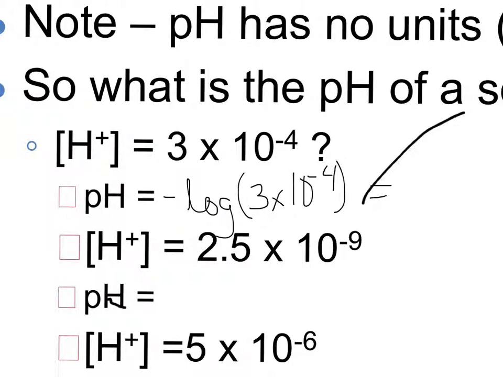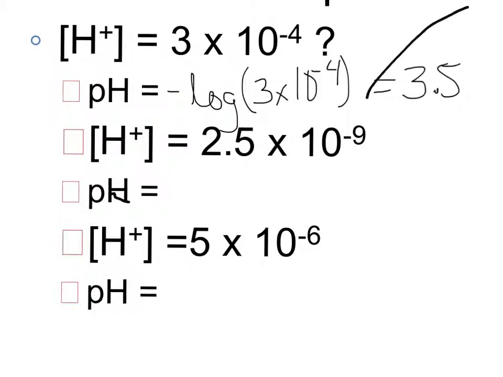And that's going to be, so you plug it into your calculator by doing the little negative sign next to the decimal, hit log, and then I would do 3 second EE negative 4 and parentheses, and you would get 3.5 as your pH. Right. Let's try this with the next 2.